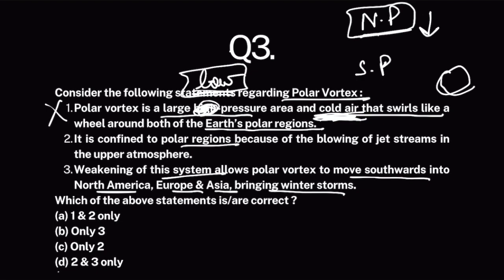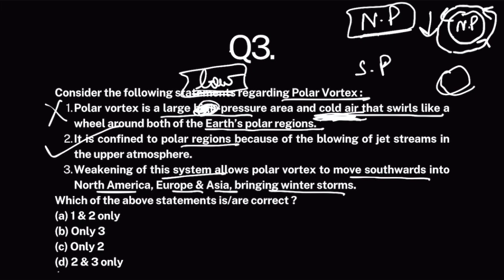Now, it has the shape of a circle, okay, and lies just above North Pole and the surrounding areas. Okay, the reason for that is that very high speed jet streams that blow in the upper atmosphere encircle it. Okay, and because of that, this polar vortex remains in the polar regions. Okay, so it is confined because of jet streams.